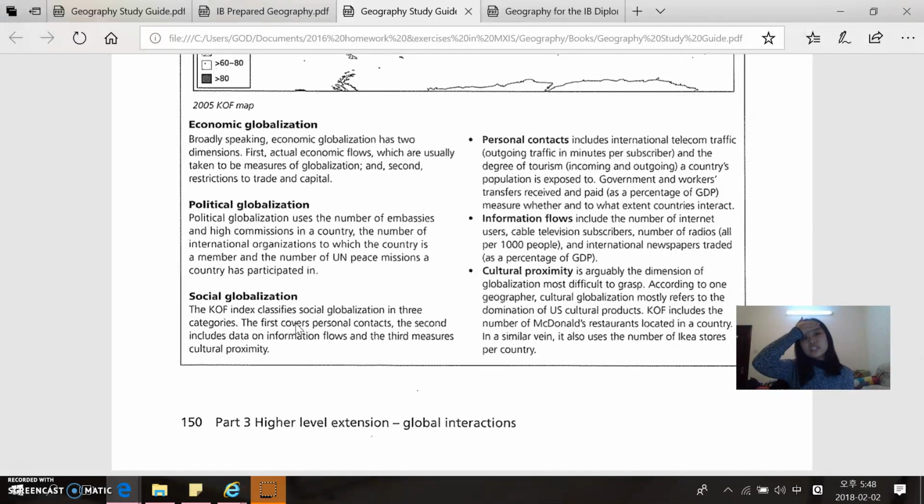And academic globalization, broadly speaking, has two dimensions. First, actual economic flows, like the money that is tangibly made. And second, restrictions to trade and capital. So we don't just observe how much money is going in and going out, back and forth. We also see what kind of economic policies there are, restrictions to trade and capital.